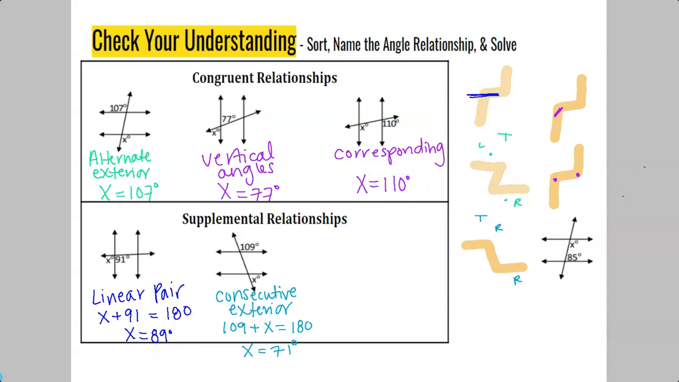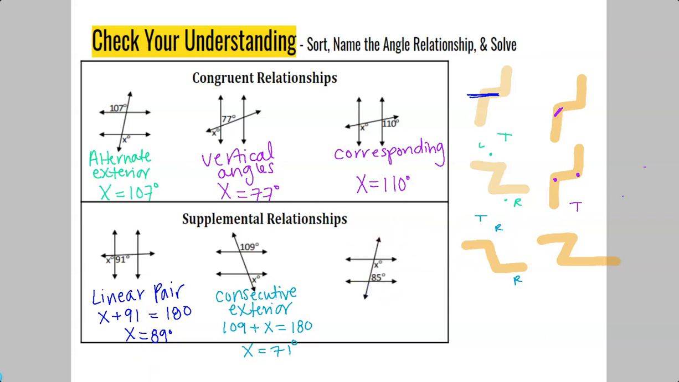All right, last but not least, let's find this z here. All right, found our z. Notice that both x and 85 are on the same side of the transversal. And they're both on the inside. So again, they're on the same side of the transversal and they're on the inside. So that means it's consecutive interior. It's again on the inside and on the same side of the transversal. So that would be supplementary.